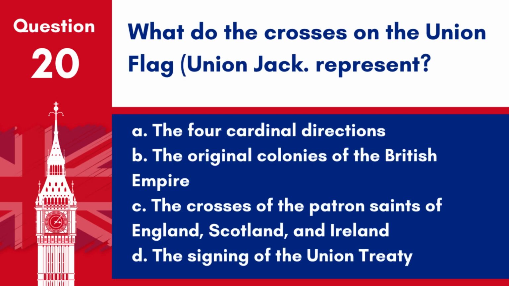Question 20. What do the crosses on the Union flag, Union Jack, represent? A. The 4 cardinal directions. B. The original colonies of the British Empire. C. The crosses of the patron saints of England, Scotland, and Ireland. D. The signing of the Union Treaty. Answer: C. The crosses on the Union flag represent the crosses of the patron saints of England, Scotland, and Ireland.